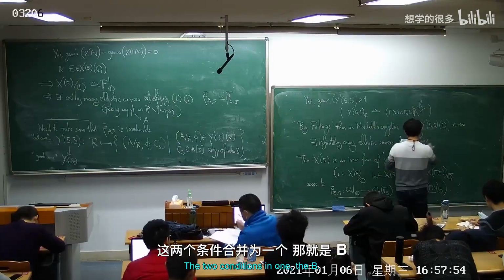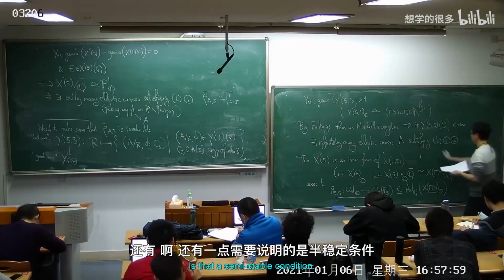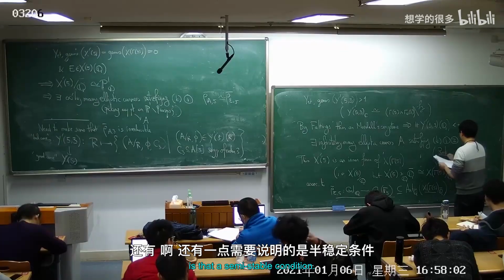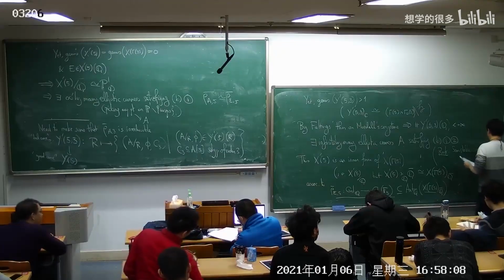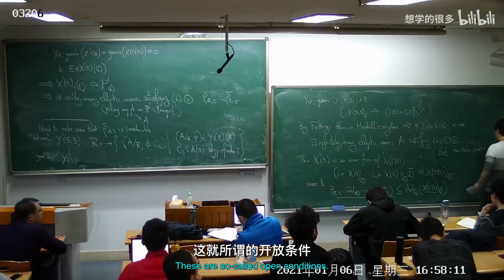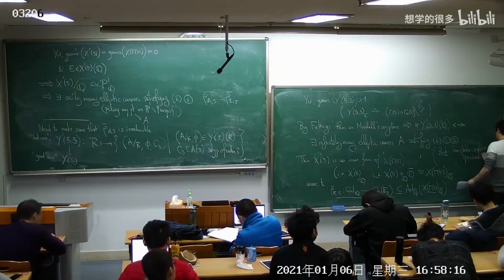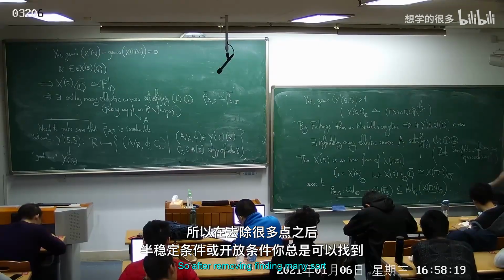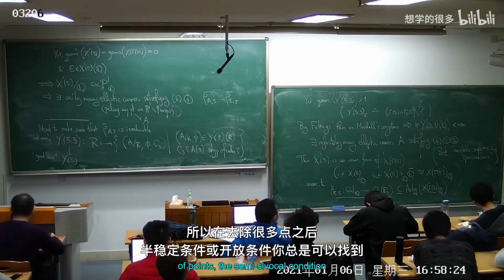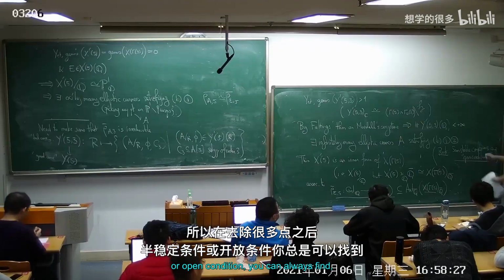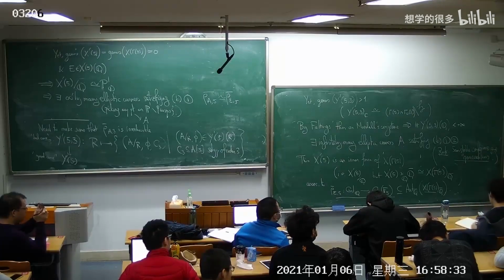So the two conditions in B1. Another remark is that I also need some sort of semi-stable condition. These are so-called open conditions. So after removing finitely many points, the semi-stable conditions are open conditions, so you can always find at least one that satisfies all the properties. Well, perfect. Done.